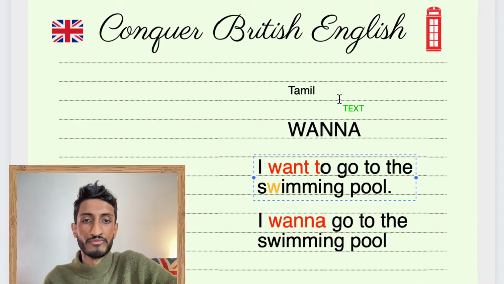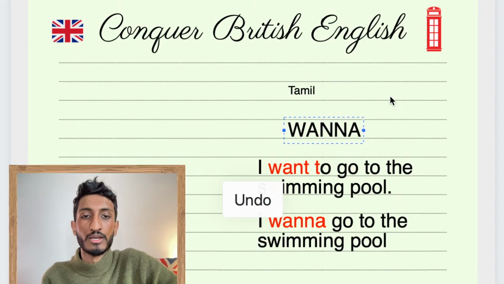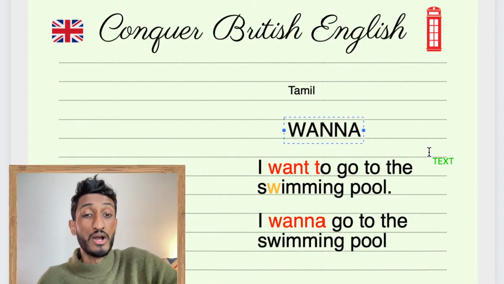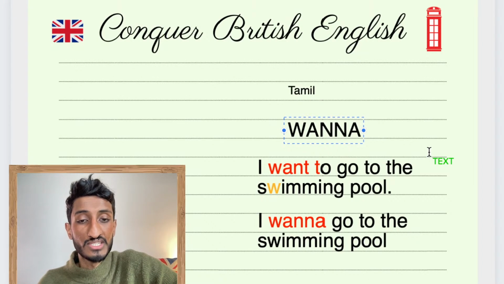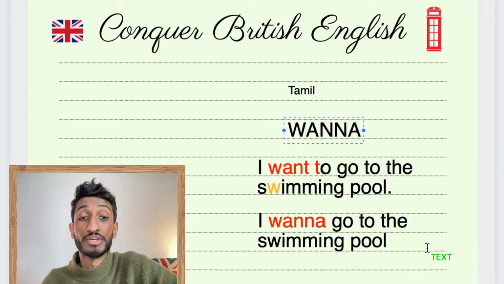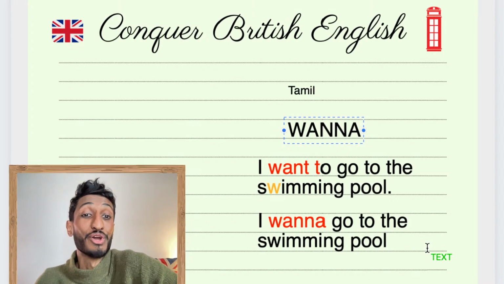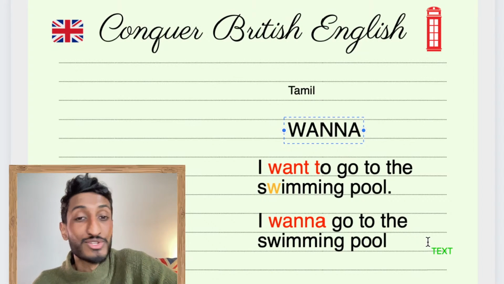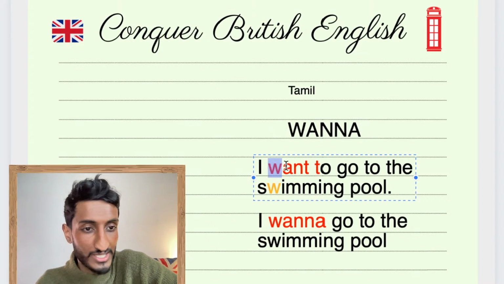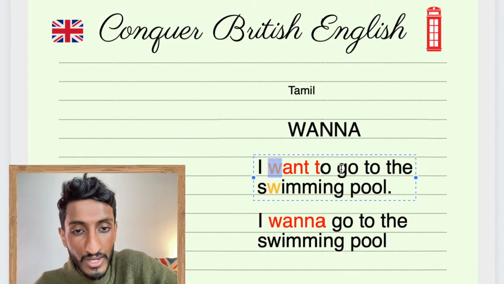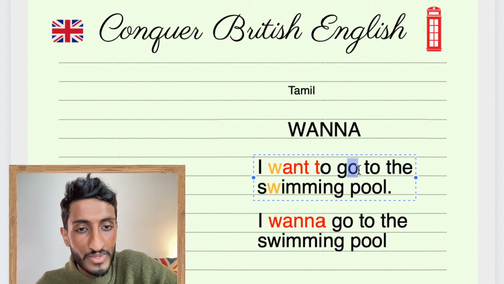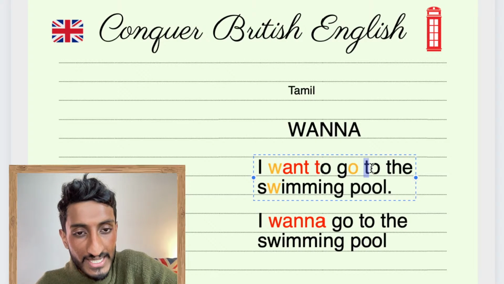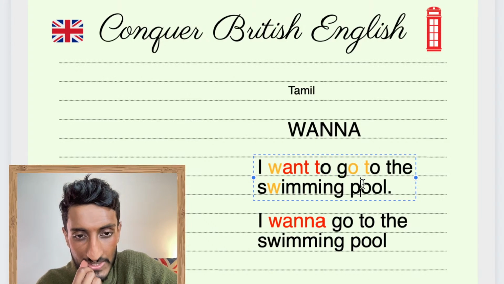Okay, let me read the first one for you. I want to go to the swimming pool. And this we can switch to I wanna go to the swimming pool. So there's lots of sounds going on here actually that we want to investigate. Let's circle that in yellow. Then we want to do this T sound in yellow. Let's investigate all of those different sounds. There's a lot going on here.